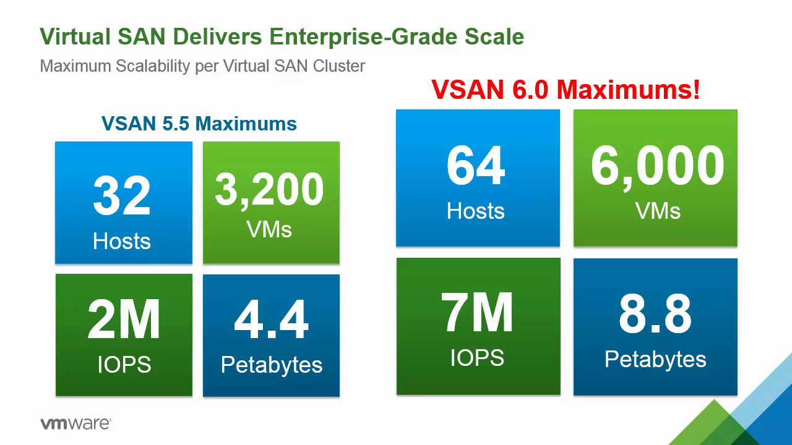As mentioned previously, vSAN 6 delivers enterprise-grade scale. On the left-hand side of the slide, you see the maximums for vSAN 5.5. Then to the right, you see the vSAN 6 maximums, and you can see that they've dramatically increased. You now can have up to 64 hosts within a vSAN cluster, up to 6,000 VMs, 8.8 petabytes of data, and can process a staggering 7 million IOPS. So that's pretty impressive. So pretty much any environment and its needs, even in enterprise class, again, vSAN 6 can handle it.